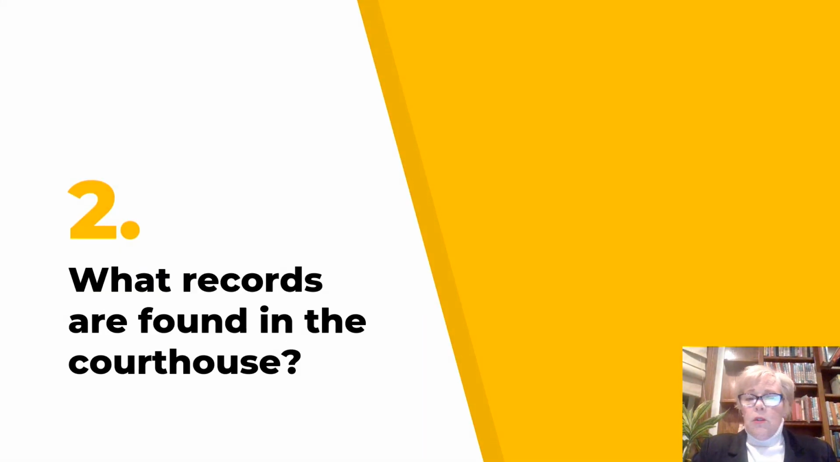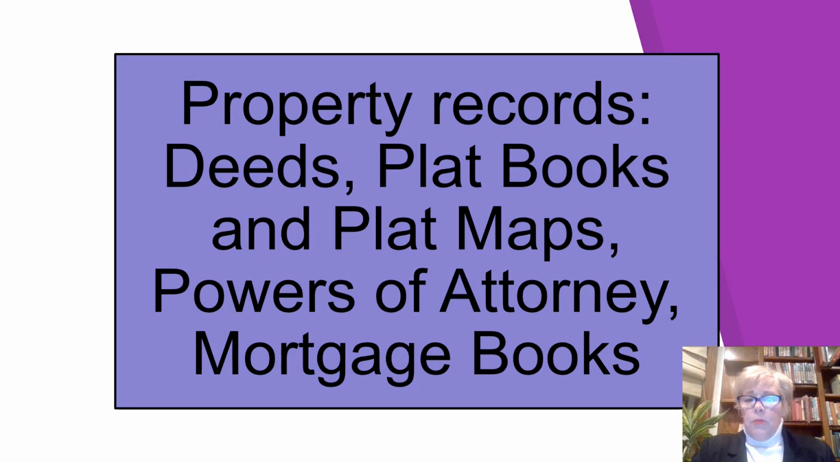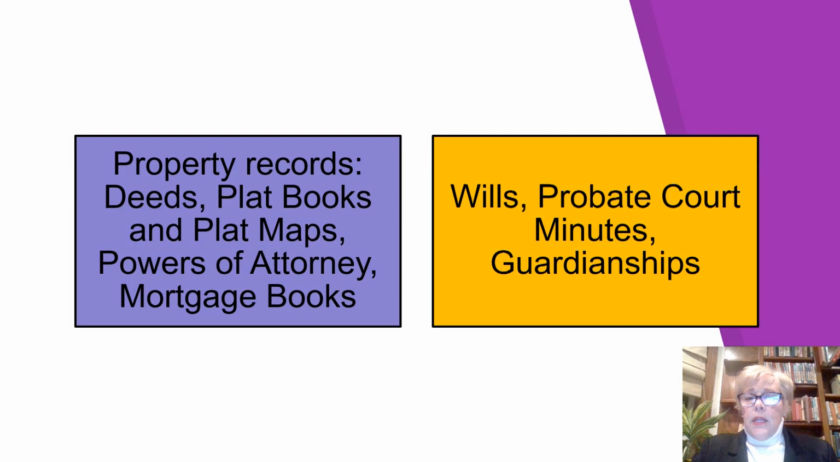So let's go ahead and talk about some of these documents that we can find in a courthouse. We're talking about a brick and mortar courthouse right now, but there are also things that can show up in other courthouses, and we'll talk about those in just a few minutes. Property records, deeds, plat books, and plat maps, powers of attorney, and mortgage books. Anything that's in a courthouse with names and dates are things that can be pertinent to who we're researching. Property records with deeds, plat books, we did that, wills, probate court minutes, and guardianships. There's an amazing amount of genealogical information in this grouping.